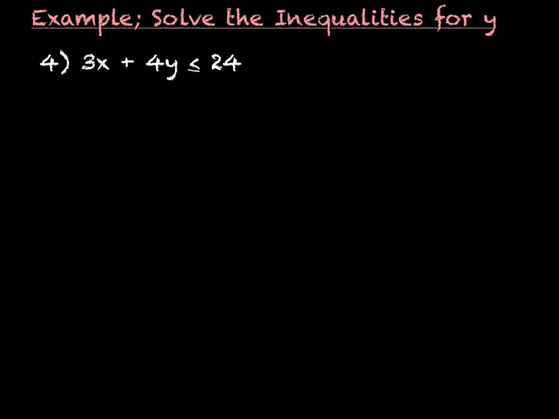For this next one, we have 3x minus 4y is less than or equal to 24, and we again want to solve for y. So we're going to work outside in. So we're going to get rid of the plus 3x. So to get rid of a plus 3x, you subtract 3x from both sides of the inequality symbol, leaving us with 4y is less than or equal to negative 3x plus 24.